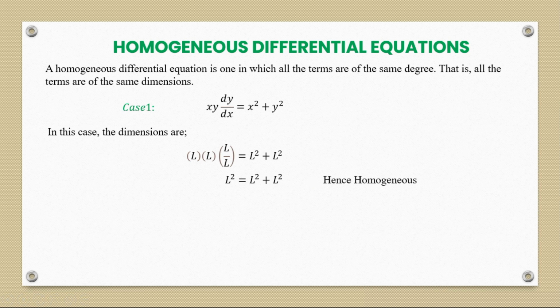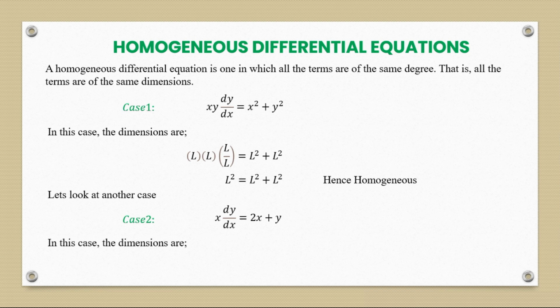So let's look at another one. This is case 2. We have x dy dx is equal to 2x plus y. In this case, where there is x you put L, where there is dy it's L, where there is dx it's L. But we don't consider constants to be dimensions, so we're only looking at the x value right here. This x is represented as L, and the y is also represented as L. In this case you can see that this and this cancel, and we should remain with L is equal to L plus L.